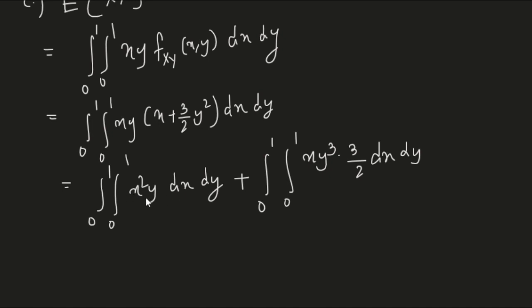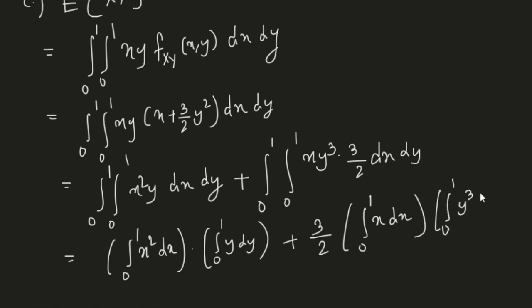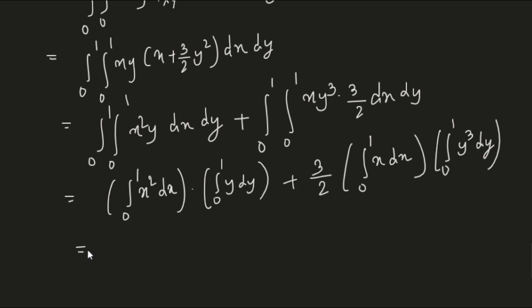Now you see this x and y here are independent and they can be multiplied together, so we can evaluate the integrals of x and y separately and multiply them together, right? So this becomes the integral from 0 to 1 of x square dx multiplied by the integral from 0 to 1 of y dy, plus 3 by 2 times the integral from 0 to 1 of x dx multiplied by the integral from 0 to 1 of y cube dy. Therefore the integral from 0 to 1 of x square dx is simply 1 by 3. Okay, let me just write it correctly.